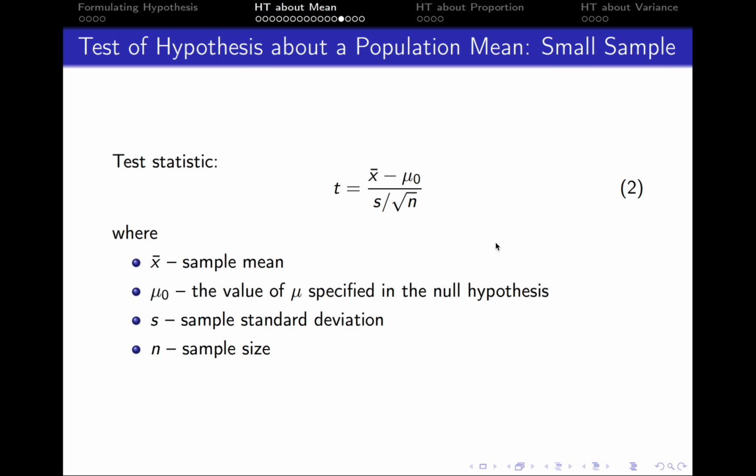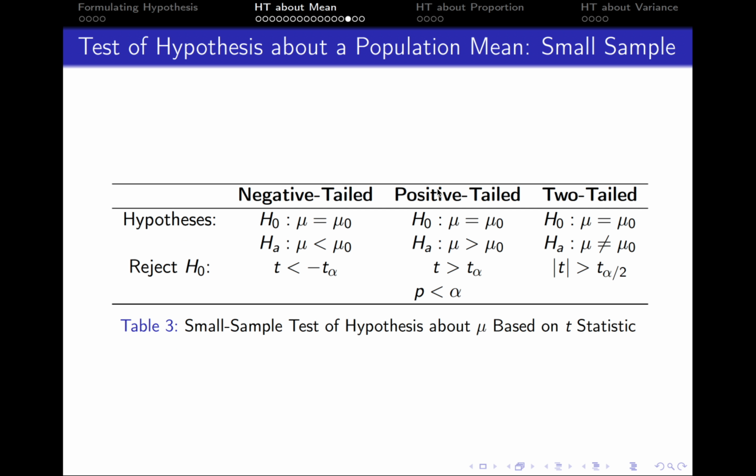If we would like to do hypothesis testing about the population mean given we've got a small sample, here is the test statistic that we should estimate. So the t statistic will be equal to the sample mean minus the value of the population mean specified in the null hypothesis divided by standard deviation over the square root of the sample size.